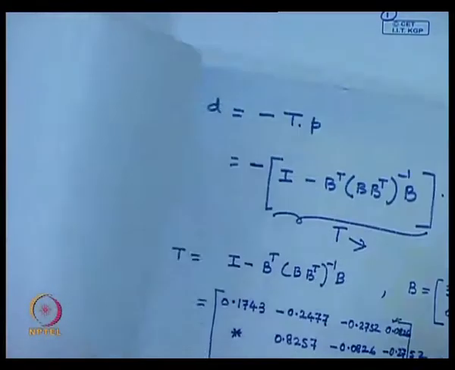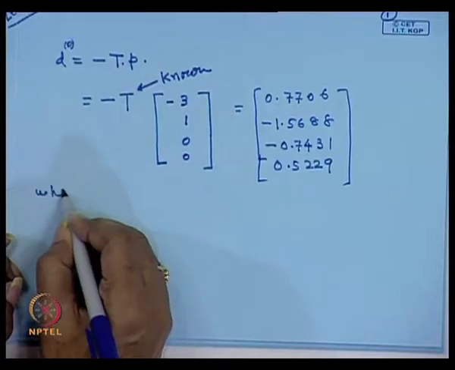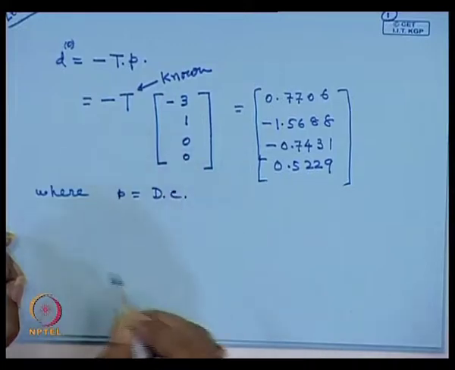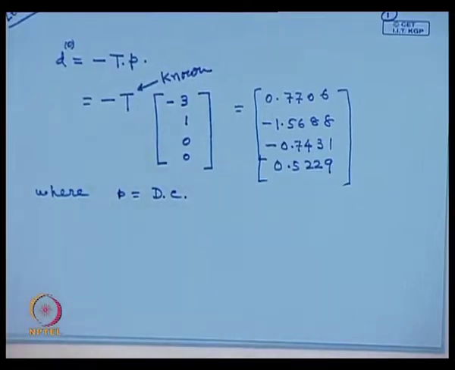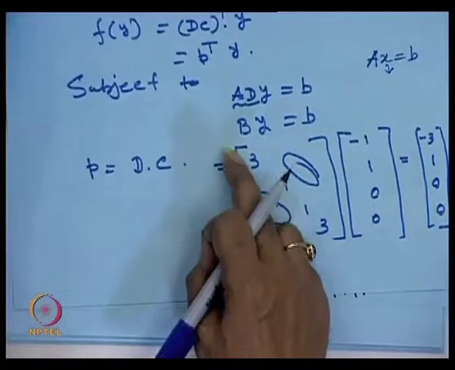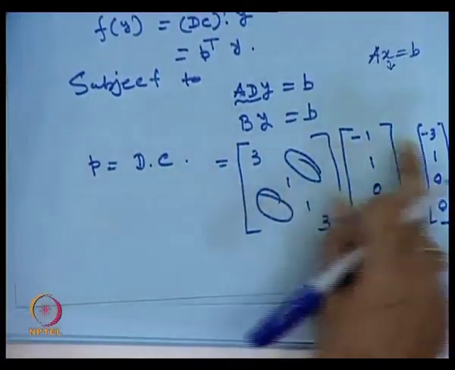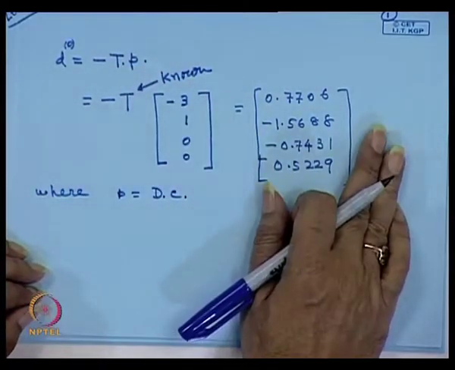If you see the T, you got it, and P you have calculated. How will you calculate P? Once again, P is equal to D into C, that we have calculated, and the D value you already know, this is the D value we have considered, that 4 by 4 matrix. D into C is the P value that you have already calculated. So, I know the descent direction.